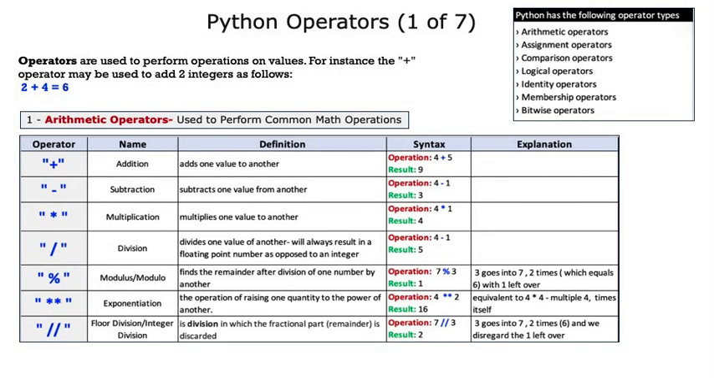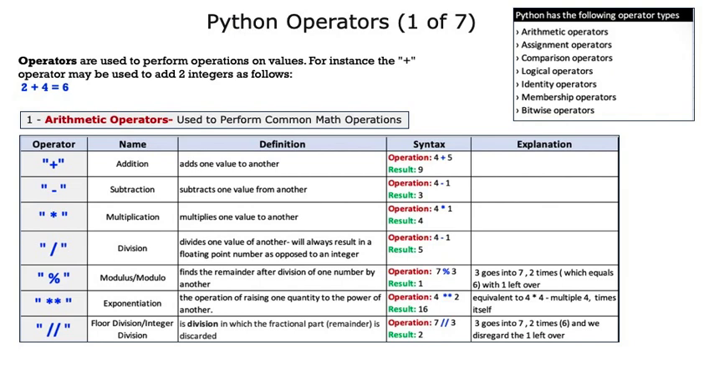The next 7 slides, again, for reference, we are going to go through quickly. But again, you'll refer to them often, so keep them handy. This is an exhaustive list of Python operators. Operators are used to perform operations on values. For instance, the plus operator may be used to add two integers together, such as 2 plus 4 equals 6. Python has the following operator types: arithmetic, assignment, comparison, logical, identity, membership, and bitwise.